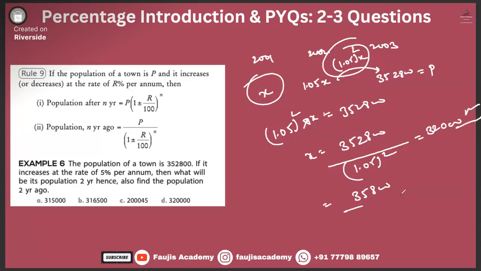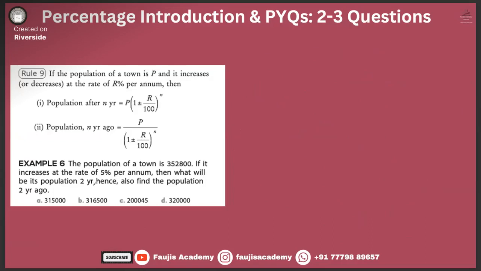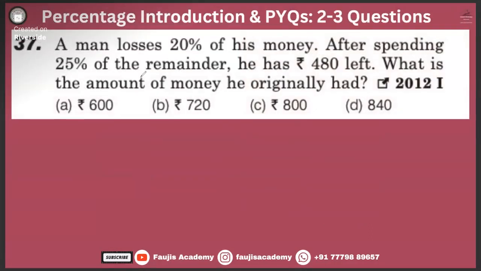The same thing, can I write it like (1 plus 5 by 100) square? Do these two formulas match? Tell me yes or no. Yes, sir. Got it? Clear? Anybody else? Any doubt, question, queries, concern?